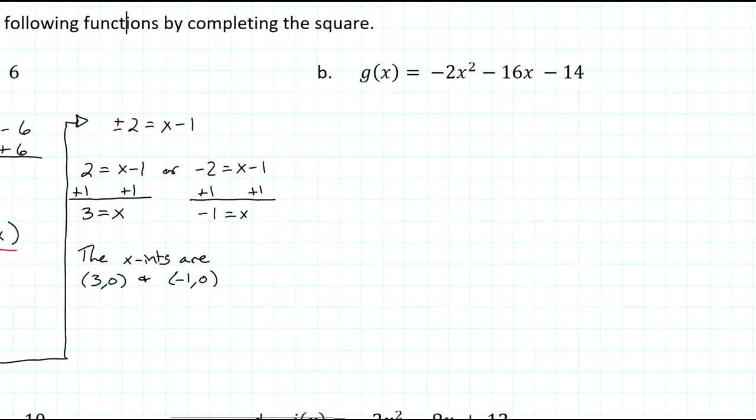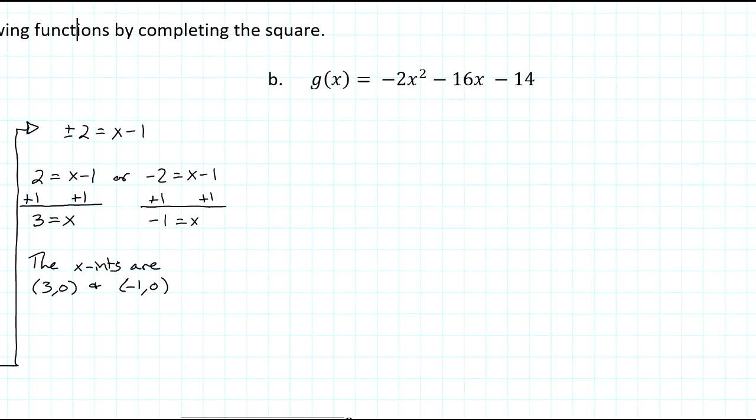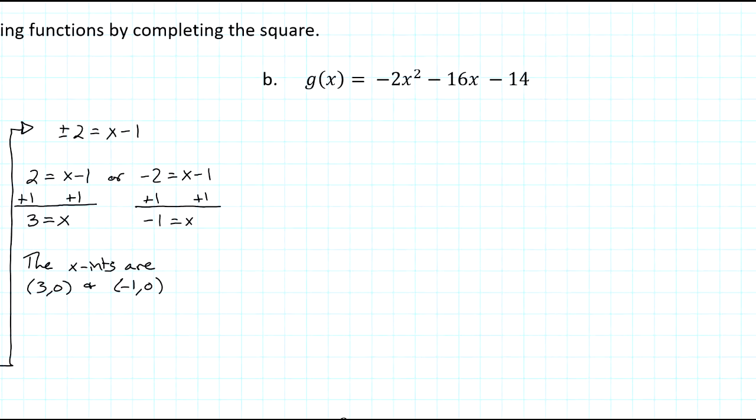All right, let's take a look at another one. Here we've got g of x equals negative 2x squared minus 16x minus 14. And we want to find the x-intercept, so we'll set the output to 0. 0 equals negative 2x squared minus 16x minus 14. We'll start by moving the 14 over to the other side. So we'll add 14 to both sides to clear that out.